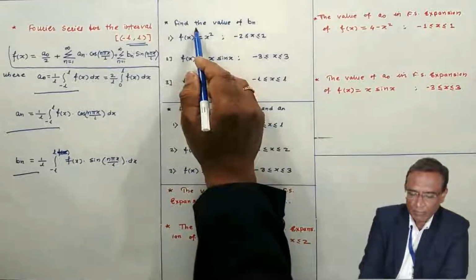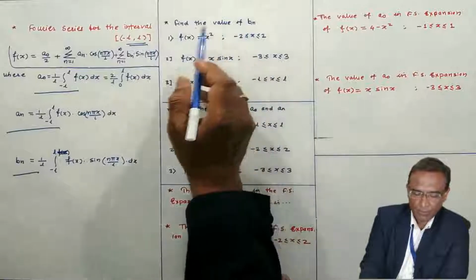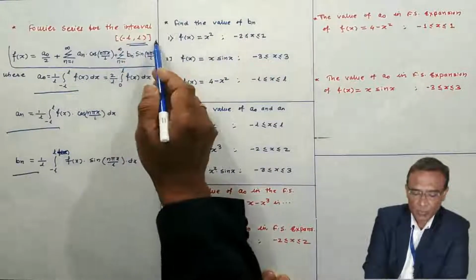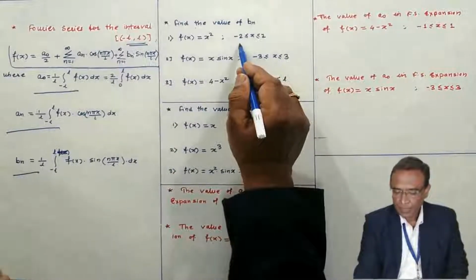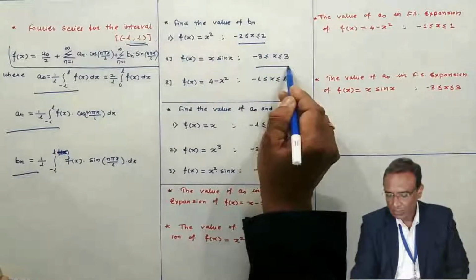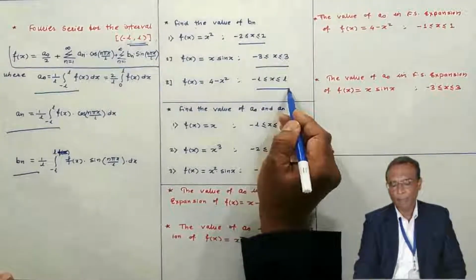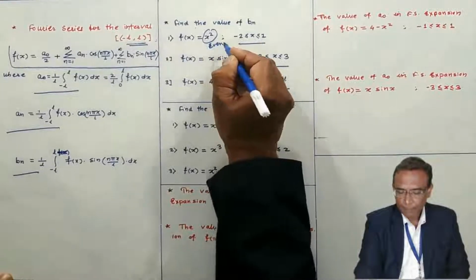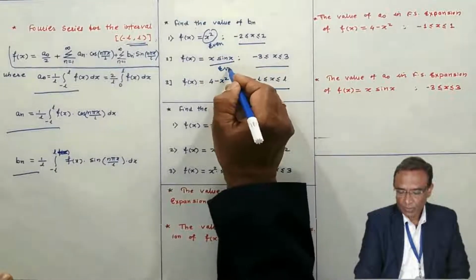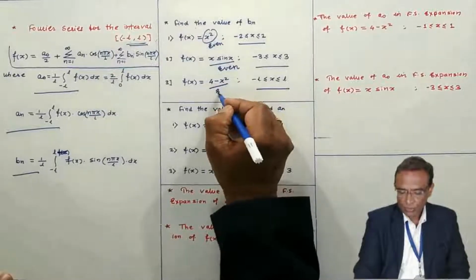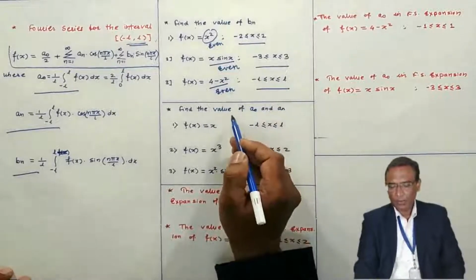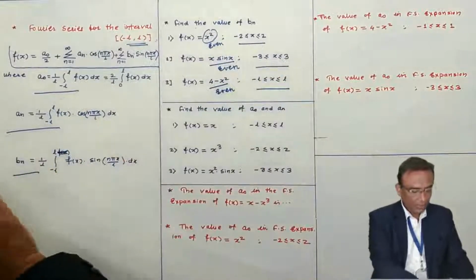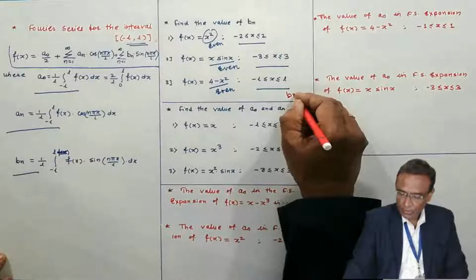Now, here find the value of bn. The function is defined on a symmetric-to-0 interval. Minus L to L, minus pi to pi, symmetric to 0 interval. This function is an even function. This function is also even. This function is also an even function. When an even function is defined on a symmetric-to-0 interval, there bn is equal to 0 directly.